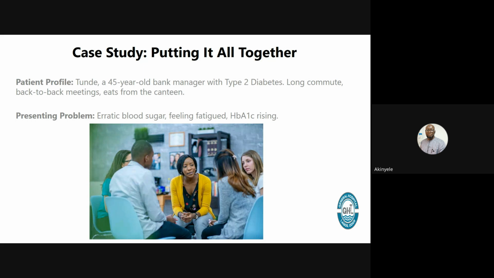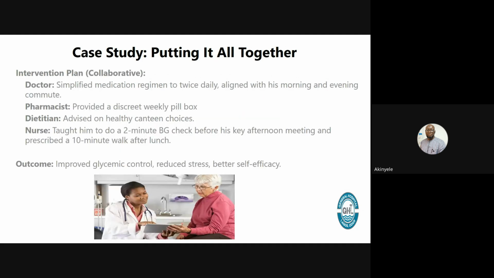He has little or no time to exercise. And at his last check, the A1C is rising. So how can we help them as doctors, as pharmacists, as dietitians? We all have a role in helping Mr. Tunde to manage his diabetes while at work.